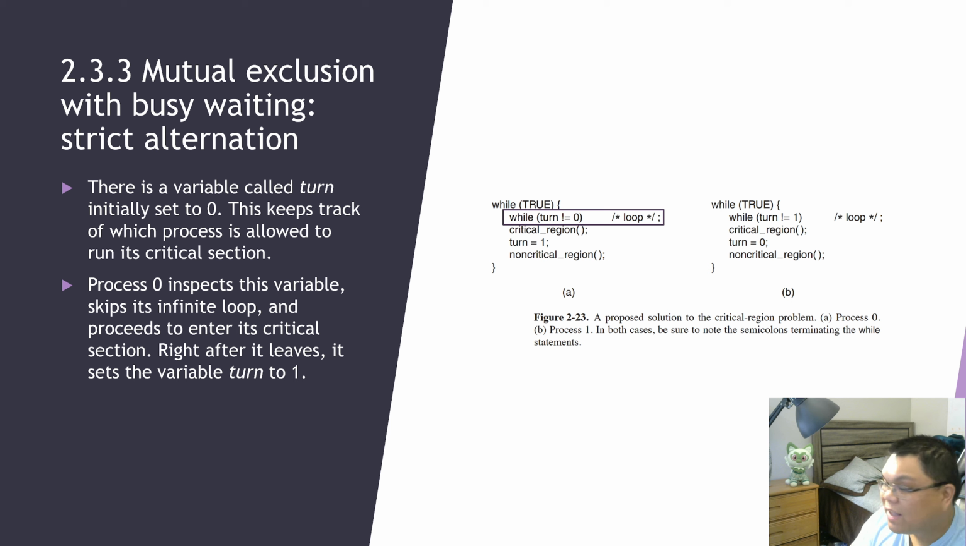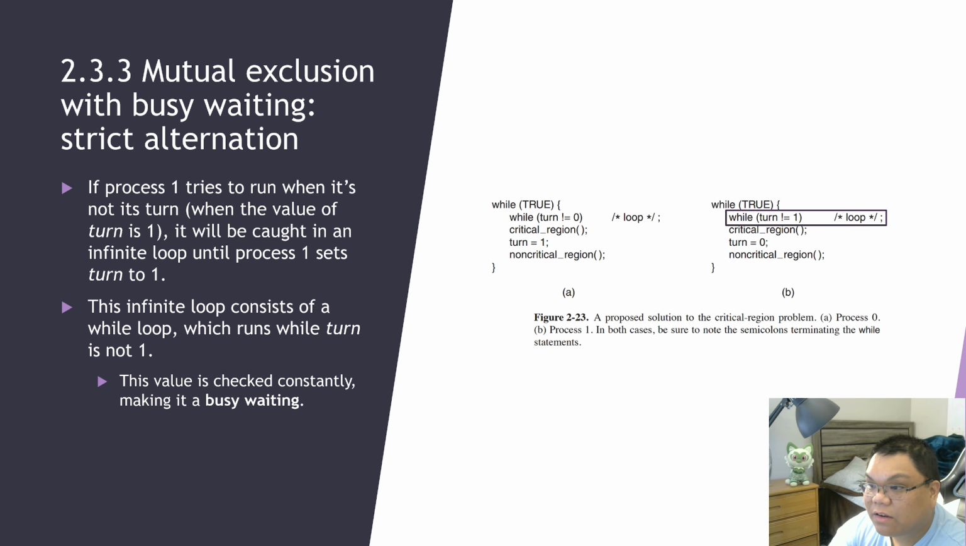So process 0 was doing stuff in its critical section. But let's say, for example, process 1 wanted to enter its critical section, but it's not process 1's turn to run. So what will happen? This turn variable is set to 0. Process 1 tries to enter its critical section. Before it can enter, it's going to do this while loop: while turn is not 1, loop. And now it's going to loop until process 0 leaves and sets that turn value from 0 to 1.